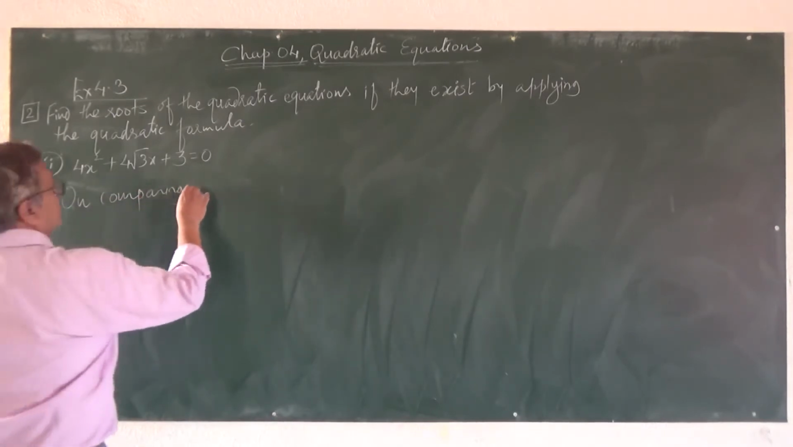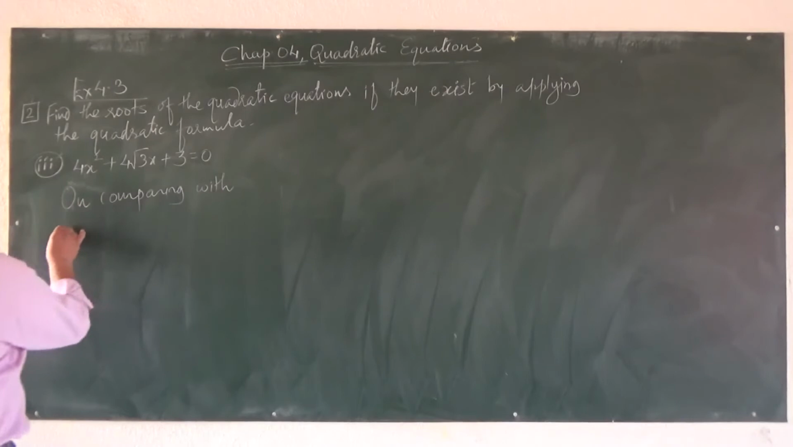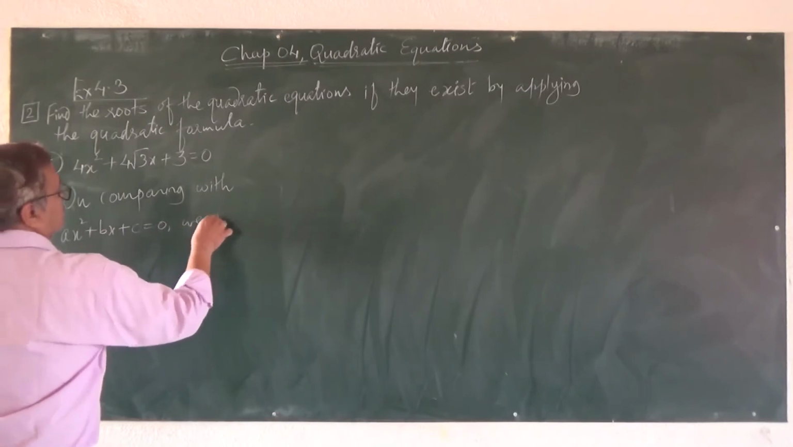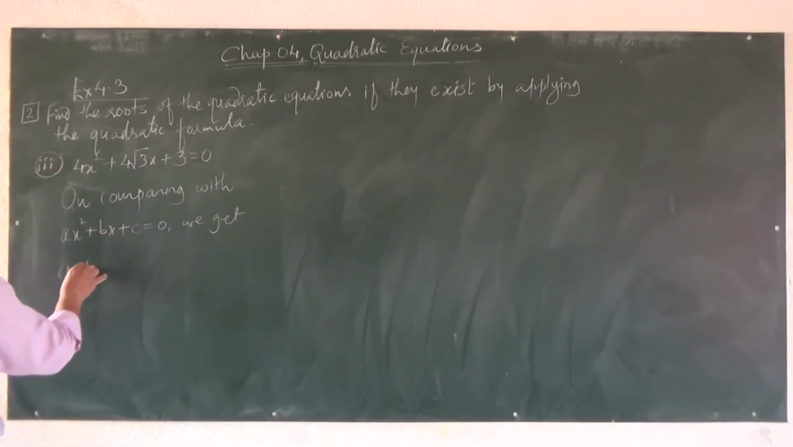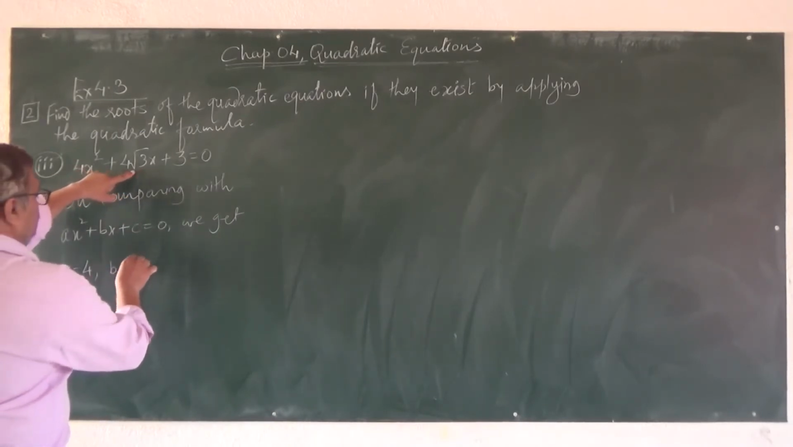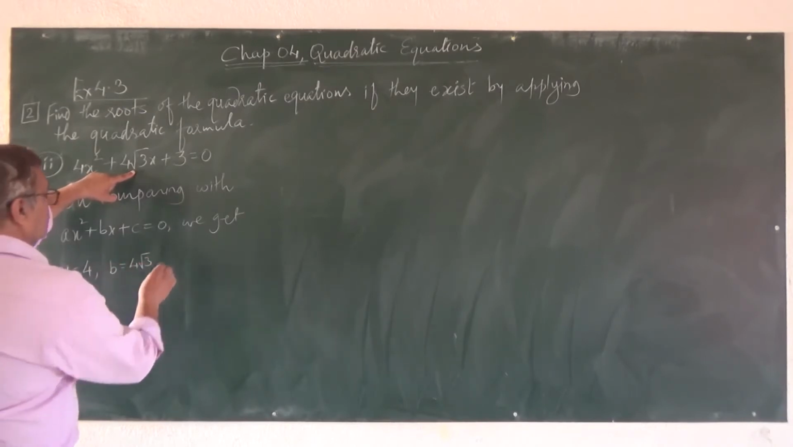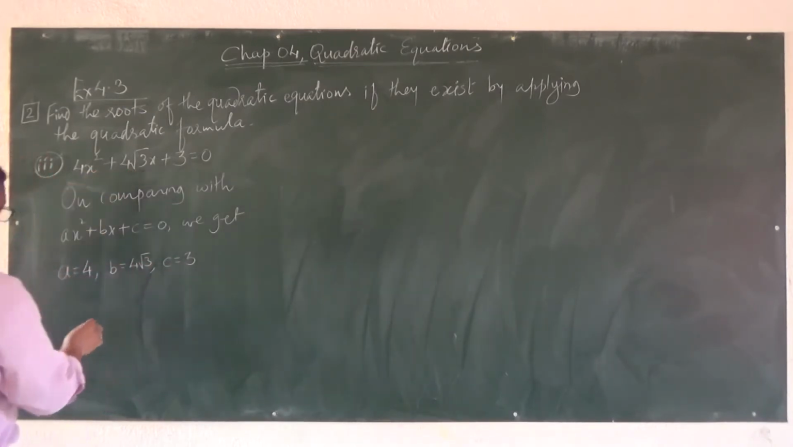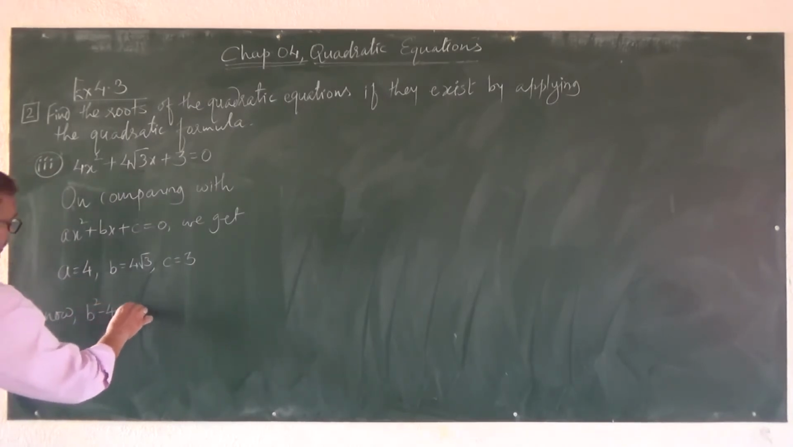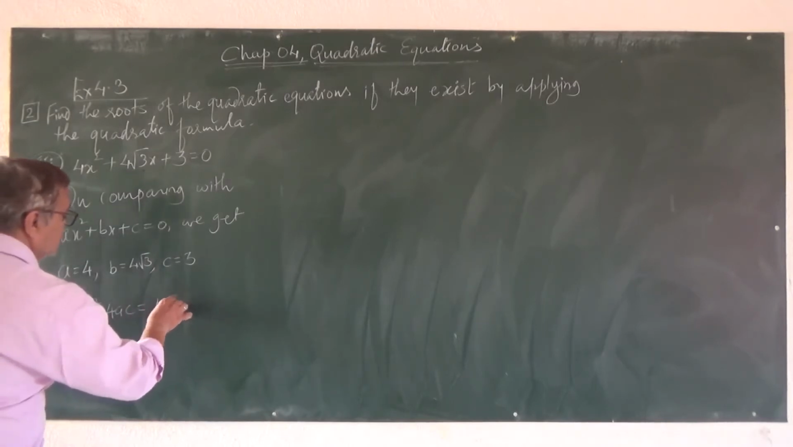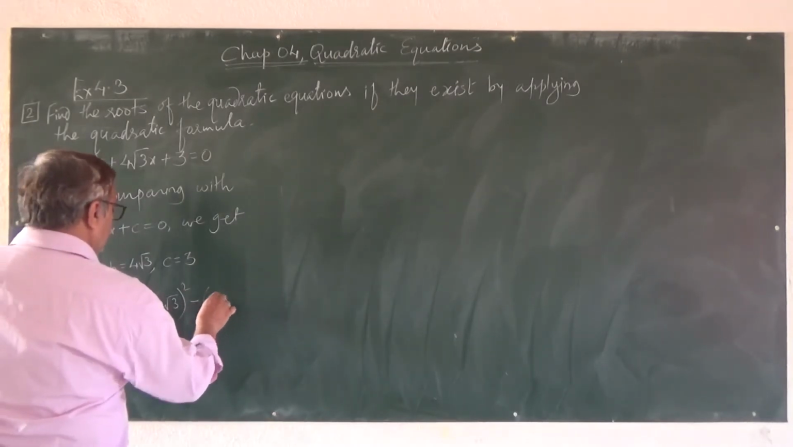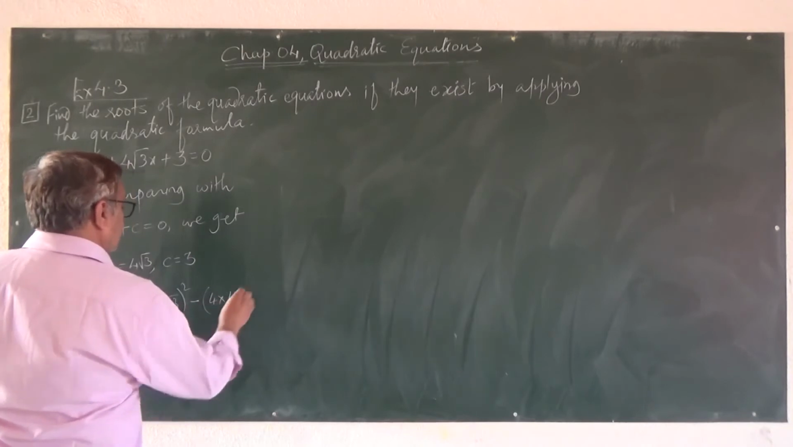On comparing with ax square plus bx plus c is equal to 0, we get a is 4, b is 4 root 3 (coefficient of x is 4 into root 3) and c is 3. Now you calculate b square minus 4ac. So b is 4 root 3 whole square minus 4ac. So take in bracket 4 into a is again 4 and c is 3.